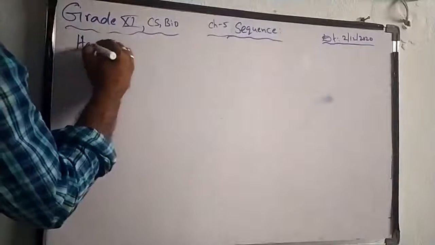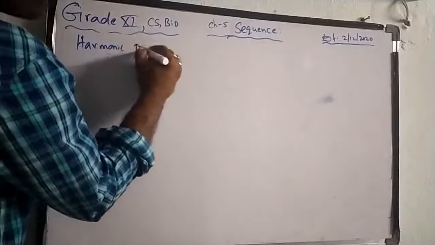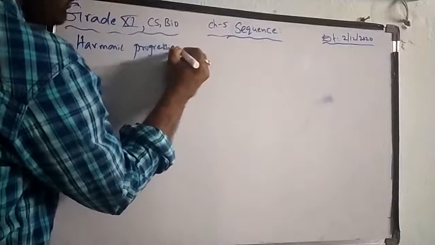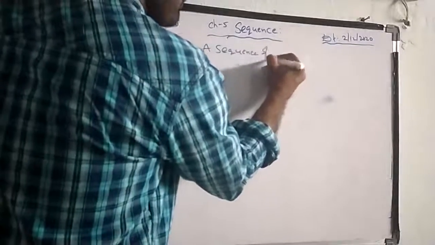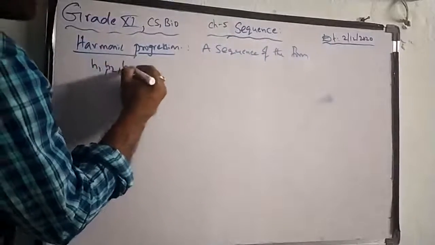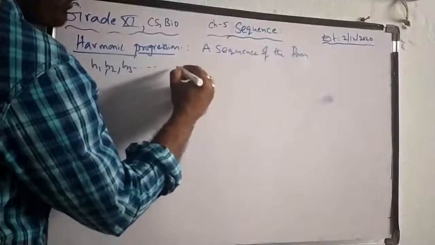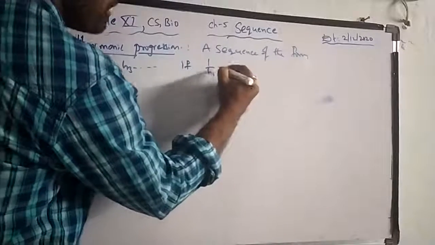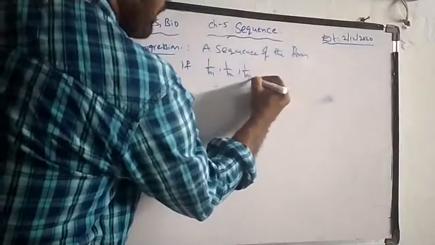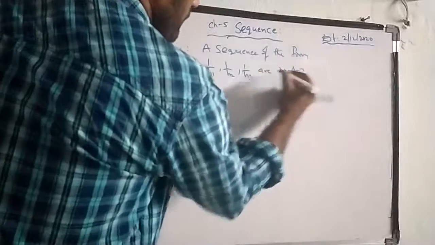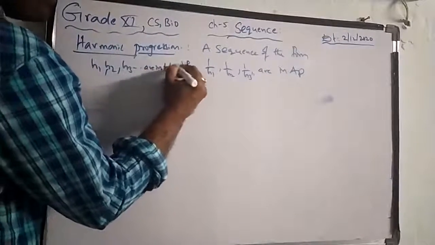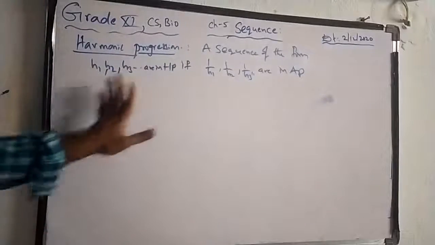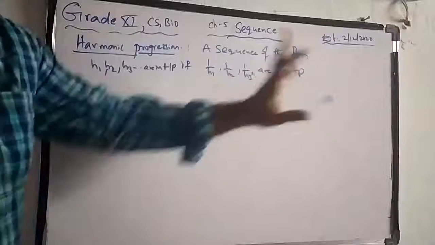Next, harmonic progression. A sequence of the form H1, H2, H3, and so on, are in HP when 1 by H1, 1 by H2, 1 by H3 are in AP.